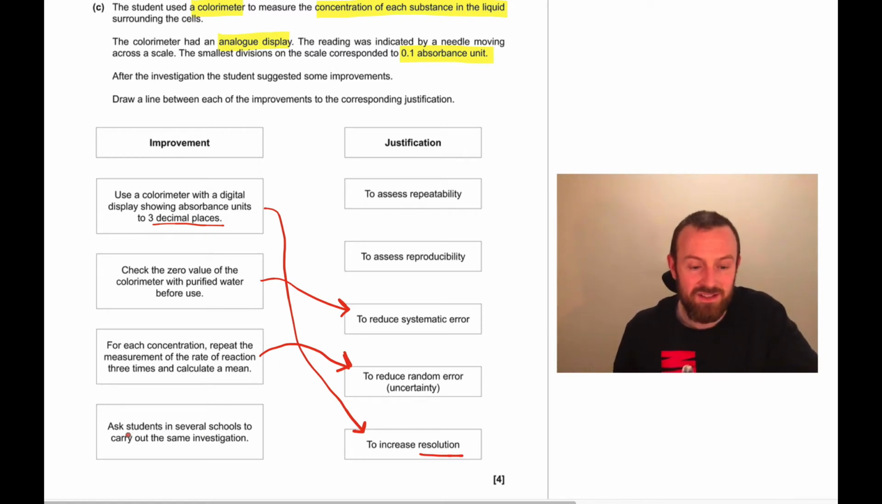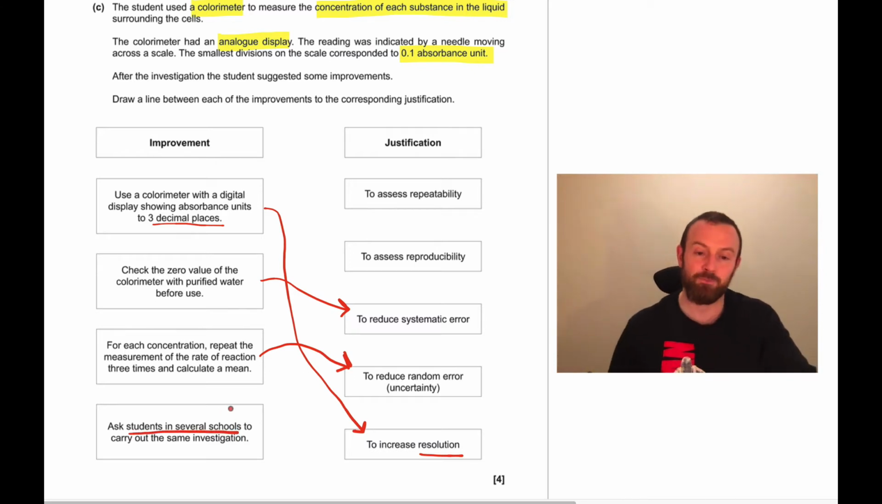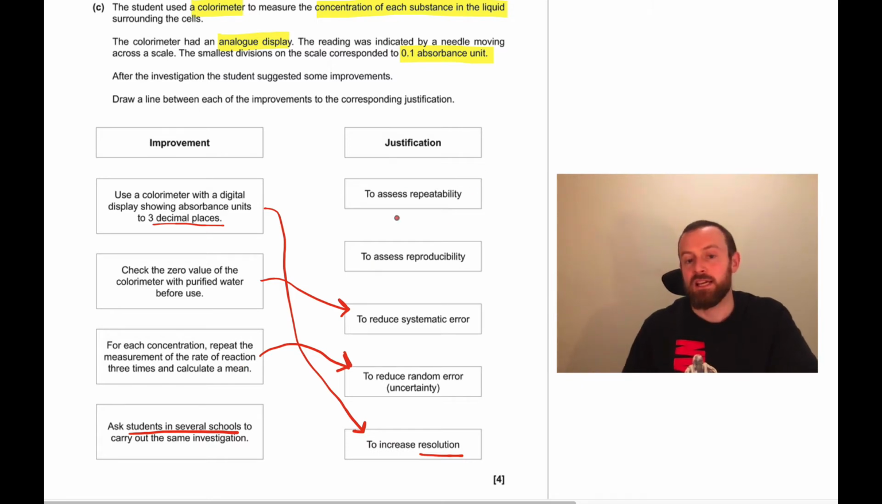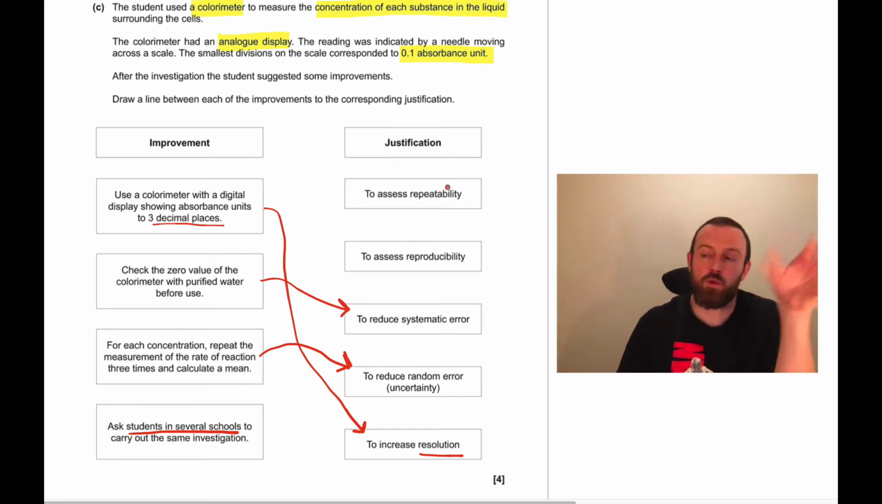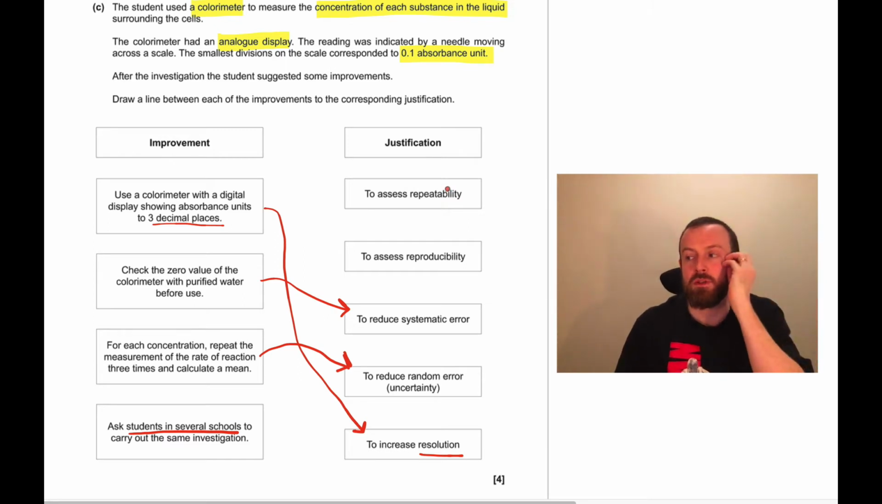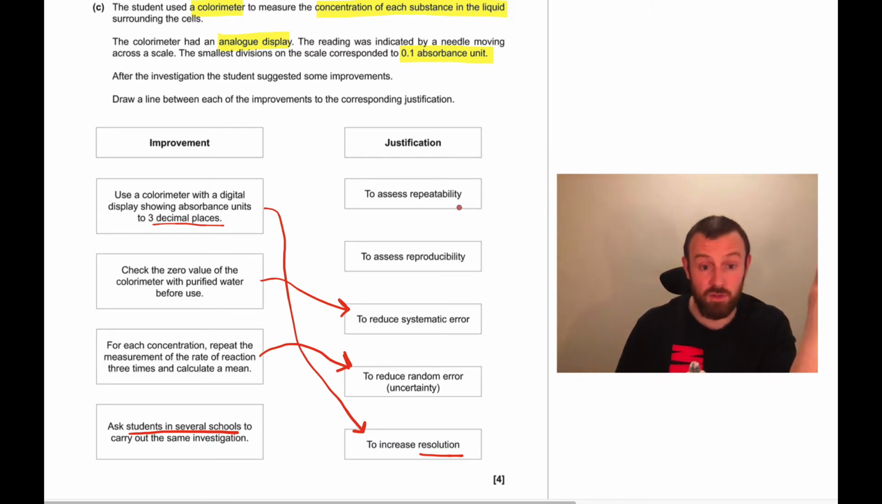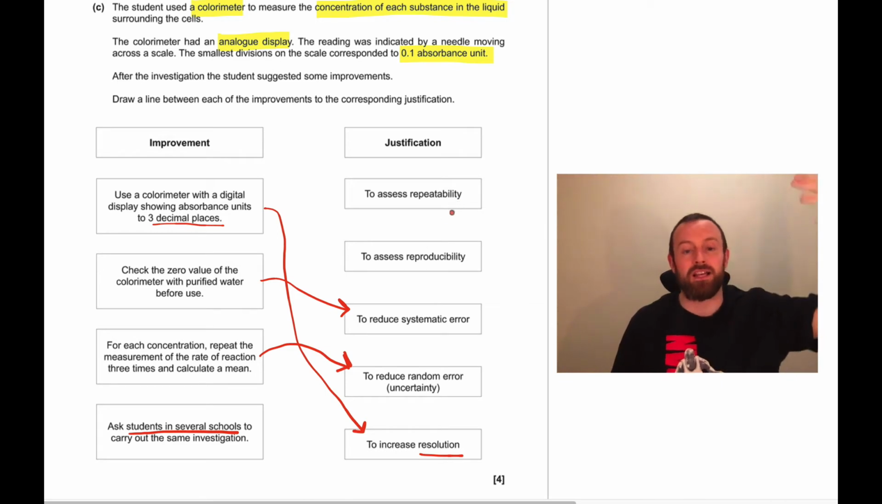This one is a toughie. Students in several schools. This is reproducibility. Repeatability is if one scientist or one group of scientists do the same experiment many times. Let's say one scientist: if you do the investigation 10 times and you get the same results, it's repeatable because you did it again. But if you do it and then your friend does it, and then your friend in another school does it, and then someone else in another school does it, that's reproducible.